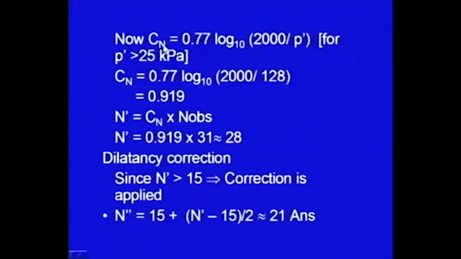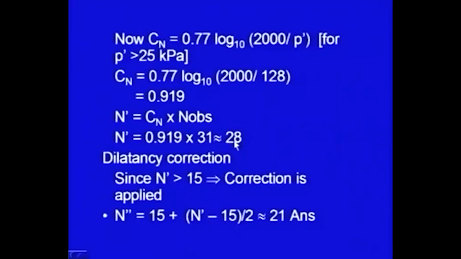Now, Cn is given as 0.77 log10(2000/P') for P' more than 25 kPa. By putting the P' value here, the Cn value comes out to be 0.919. That means the corrected value will be a little bit lower than the observed value. Now, N' is equal to Cn into N observed. So that becomes 0.919 times 31, which was the observed value. So N' will be equal to 28. So this was the first correction.